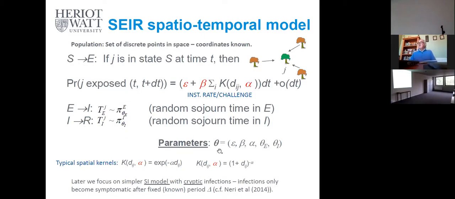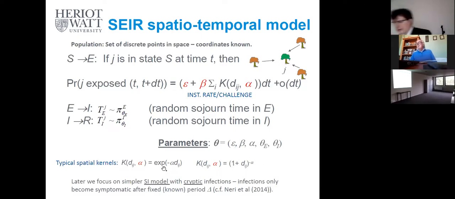So a model like this would typically have a set of parameters. We would have our three infection parameters. Alpha is going to be a parameter that controls usually how quickly this function k decreases with distance. So we would have our infection parameters, and then we would have the parameters that control the sojourn times in the E and the I classes. And in terms of the kind of functions that often people use to model diseases like this, typical examples of kernel functions would be k decreasing exponentially with distance, or k decreasing more like a power of distance.